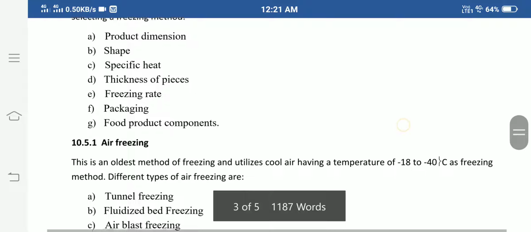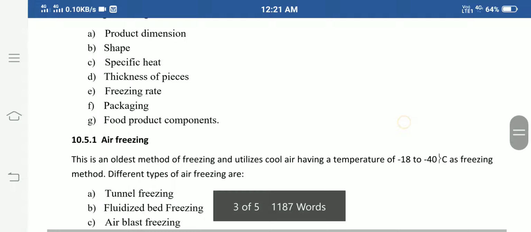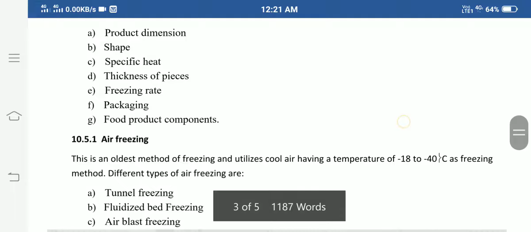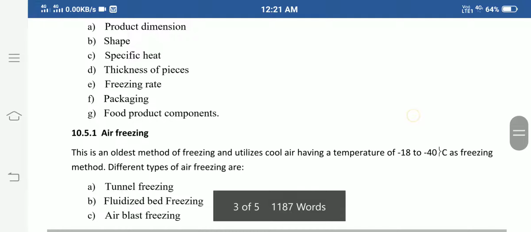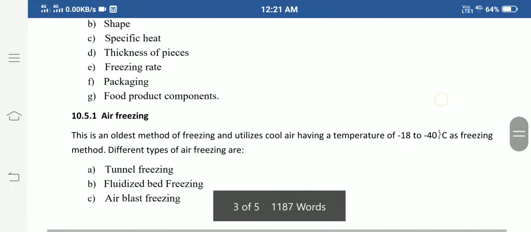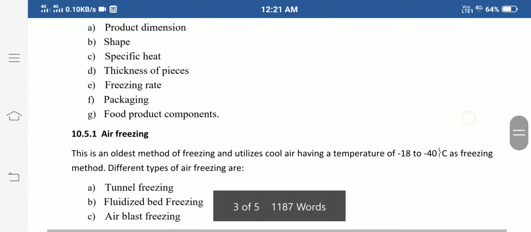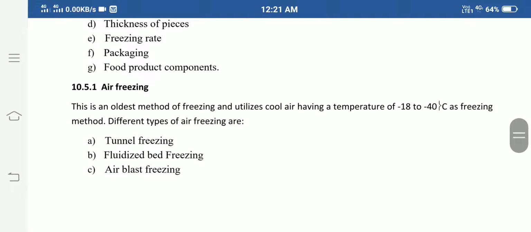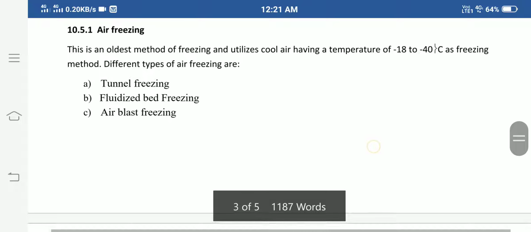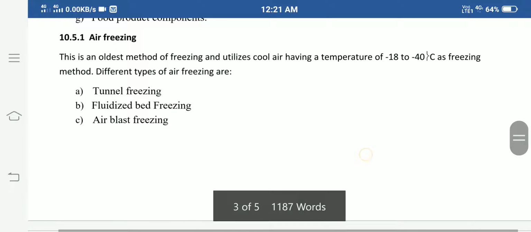That is product dimension, shape, specific heat, thickness of pieces, freezing rate, packaging, food product components. So these are the factors which should be taken into consideration before designing, or before selecting, the freezing method. Now, the types of freezing.